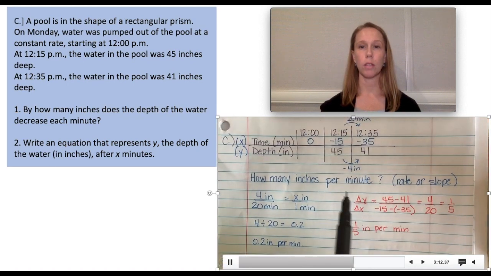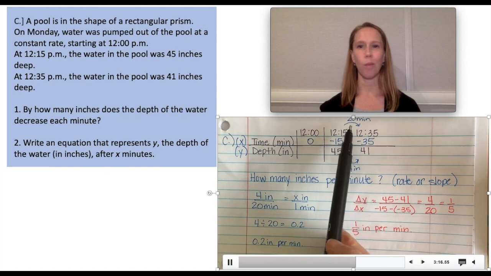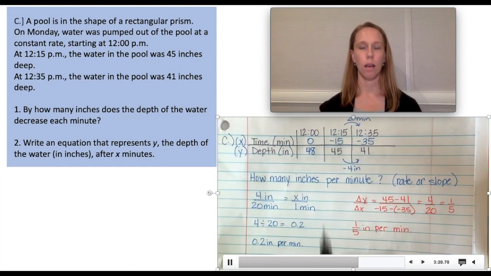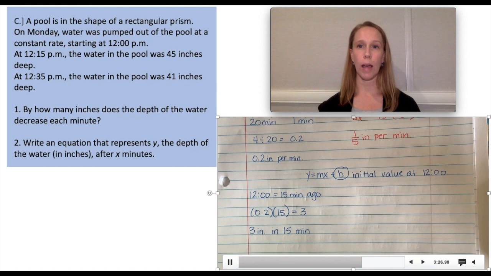So you'll notice the times aren't really increasing at a constant rate on my table, so I can't just go back 4 inches. I need to figure out how many inches happened in 15 minutes, not 20. So 3 inches. So the pool's value started at 48 inches.